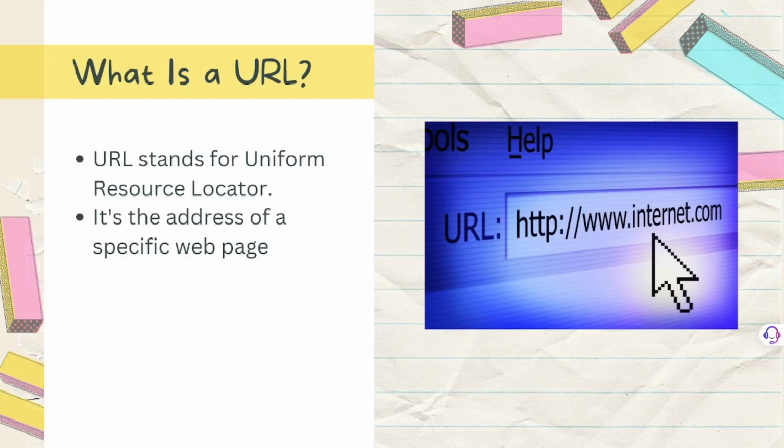So let's try to understand what a URL is. A URL stands for Uniform Resource Locator. It's the address of a specific web page. For example, when you visit www.exist.com, that's the address of the Exist website. All right. And like I explained before, when you search for that website through your web browser, it goes on to look for that address.